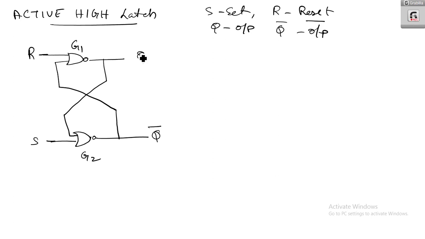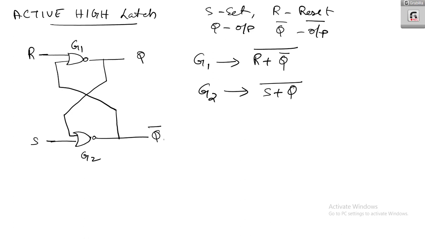Now what is the expression of gate 1? The expression of gate 1 becomes (R or Q bar) the whole bar. That is the expression of gate 1. What is the expression of gate 2? The expression of gate 2 is (S or Q) the whole bar. That is basically a NOR gate. Now coming to the operation.